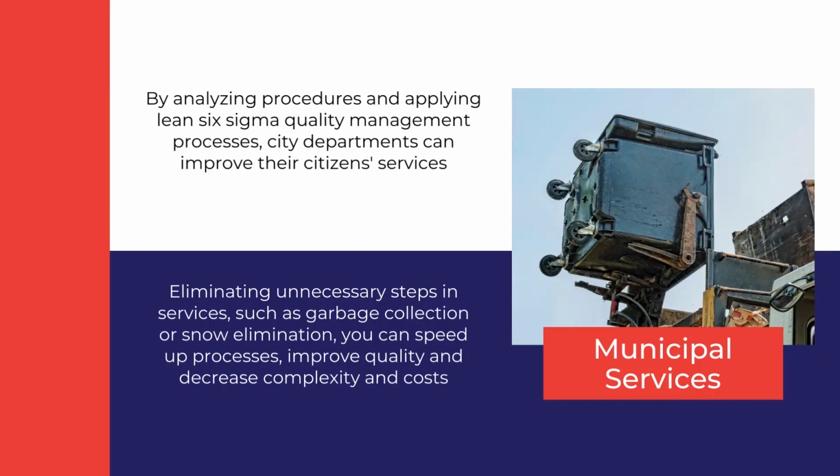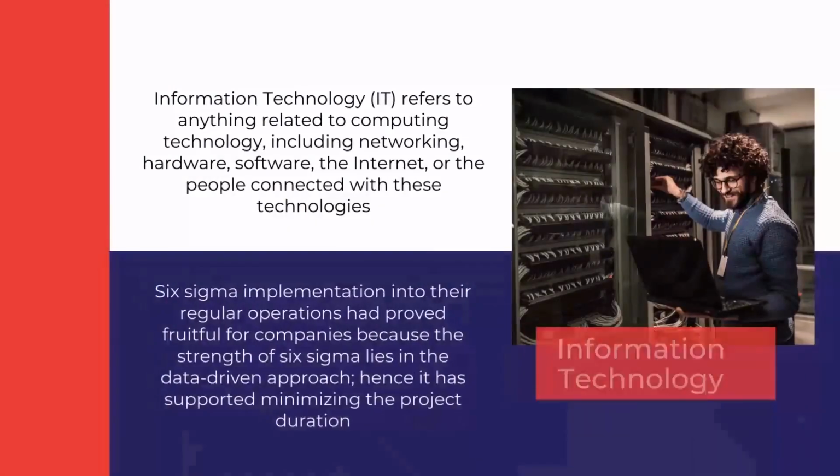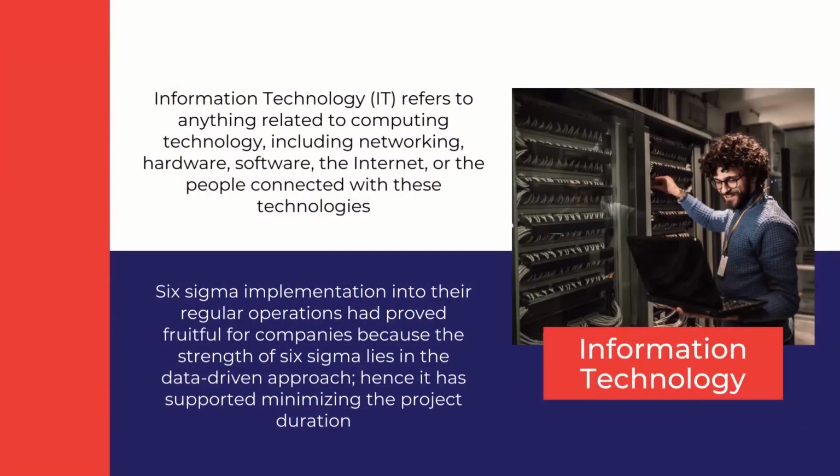In addition, by eliminating unnecessary steps in services, such as garbage collection or snow elimination, you can speed up processes, improve quality and decrease complexity and costs. Fifth is the application of Lean Six Sigma to information technology. Information technology or IT refers to anything related to computing technology, including networking, hardware, software, the internet, or the people connected with these technologies. Globally, all companies have IT departments to manage their business's computers, networks, and other technical areas.